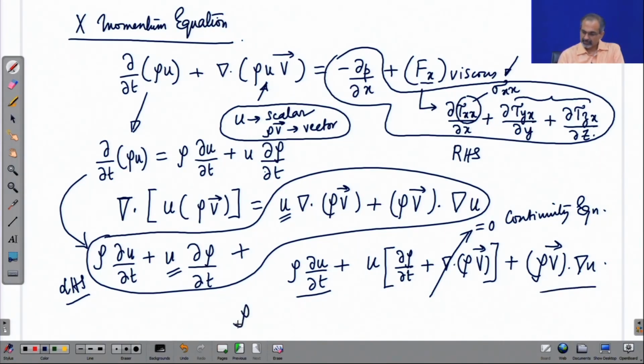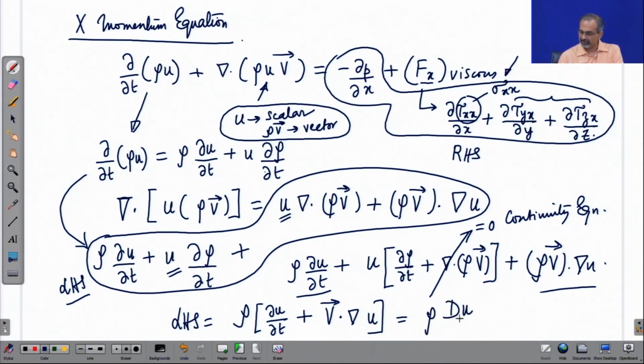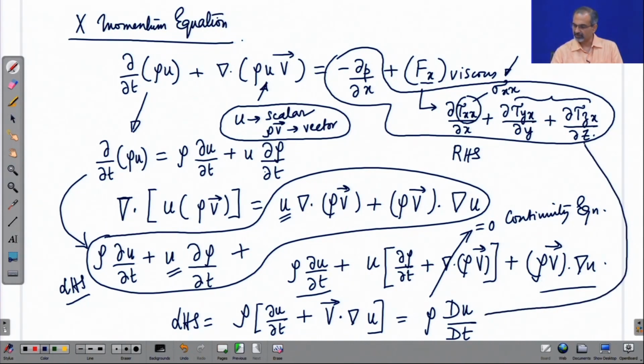Now, if you take the density as the common term, the left hand side gives you rho times within brackets del u del t plus v dot del u. So, what is that? That is recognizable now, it is rho times Du Dt. So, the substantial derivative now figures over here, and that is equal to the right hand side terms that we have written on top. So, this is essentially the x momentum equation in substantial derivative form.